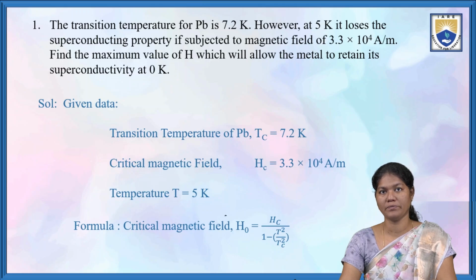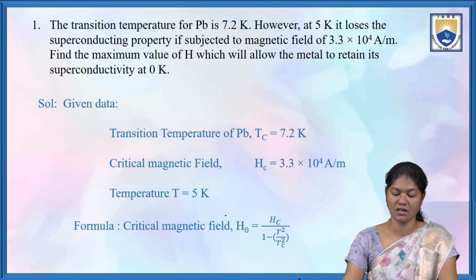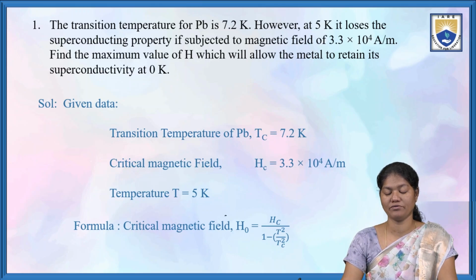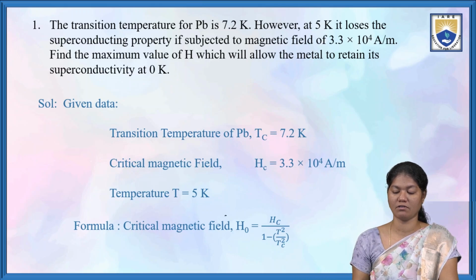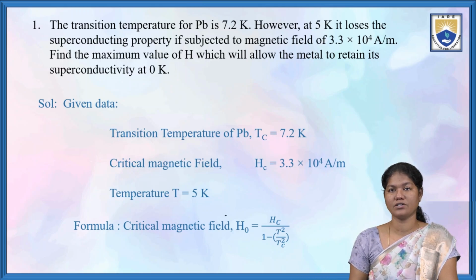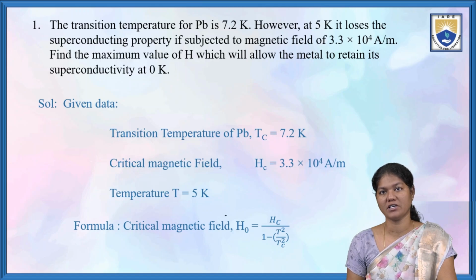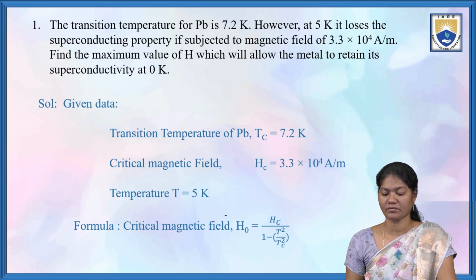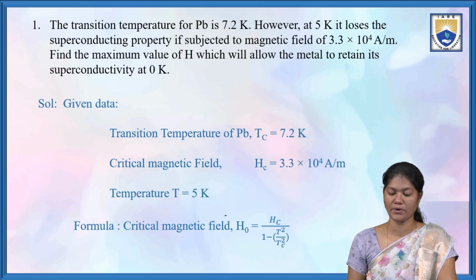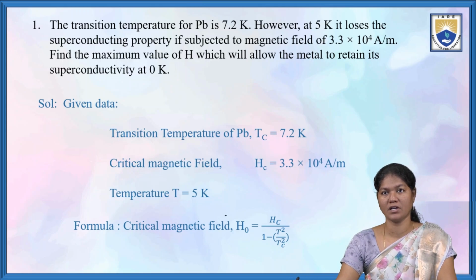So let's solve the problem by writing all the given data. The given data is the transition temperature of lead. Transition temperature or critical temperature may be termed as the temperature at which the normal conductor converts into superconductor. So the transition temperature of lead, Tc, is equal to 7.2 degree Kelvin.